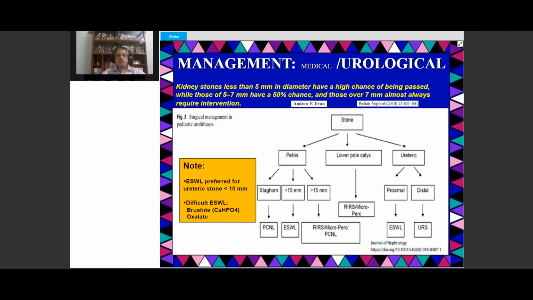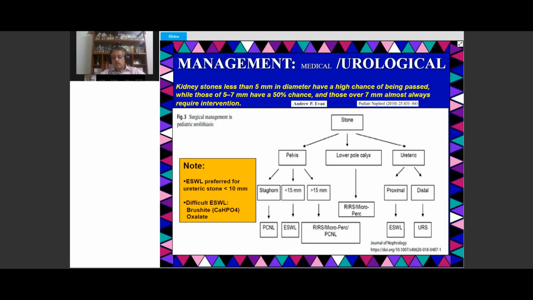Staghorn stone in the pelvis requires percutaneous nephrolithotomy. For stone less than 15 millimeter in the pelvis, you can first try ESWL. For stone more than 15 millimeter, you will try some sort of endoscopic retrieval nowadays. For lower pole calyx, they again advise endoscopic retrieval. And ureteric, if it is high up and approachable by the ESWL shock wave, then you go for ESWL, otherwise endoscopic. It was already mentioned before that oxalate stones as well as brushite stones are quite difficult for ESWL.